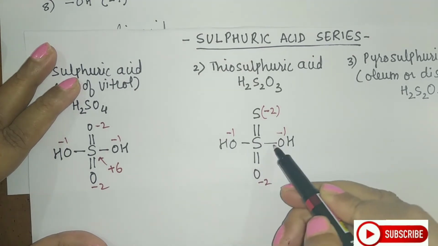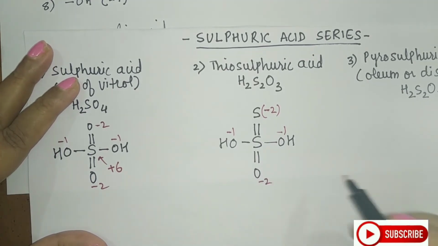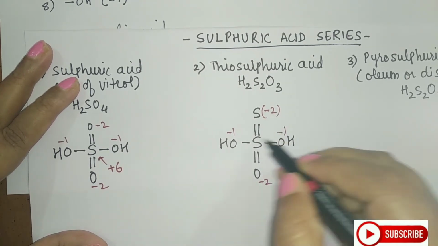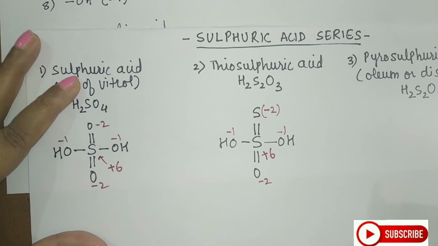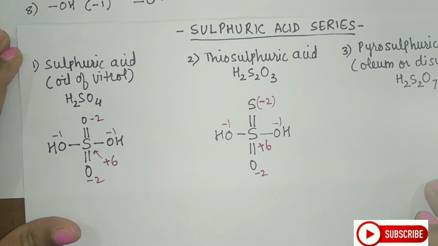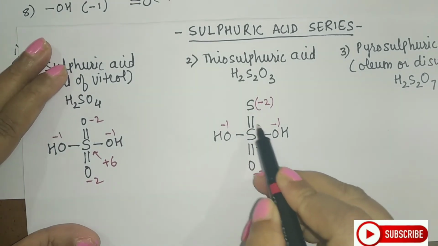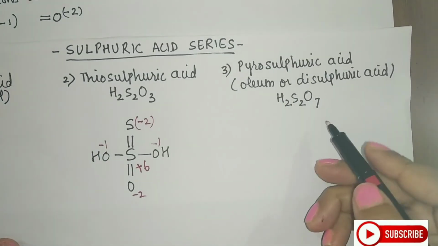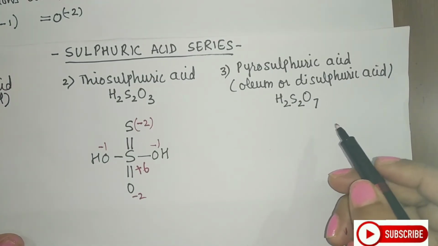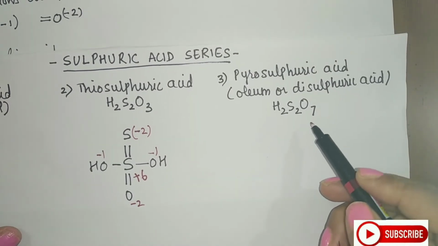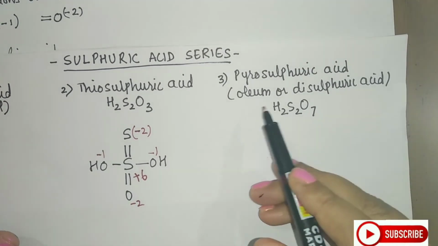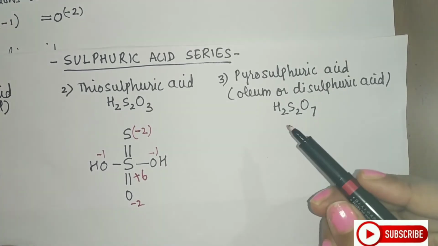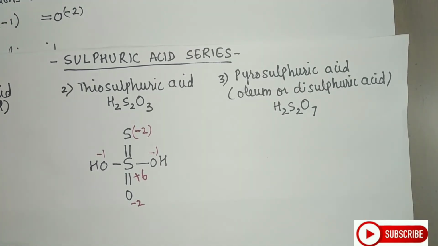1, 2, 3, 4, 5, 6. No lone pair here. Here sulfur is in its 1, 2, 3, 4, 5 and 6. So it is in +6 oxidation state. Now if you check for hybridization, 1, 2, 3, 4, again it will undergo sp3 hybridization. Come to this, that is pyrosulfuric acid. This pyrosulfuric acid is also called disulfuric acid or oleum, which is one of the intermediates for the formation of sulfuric acid. So let us draw the structure.